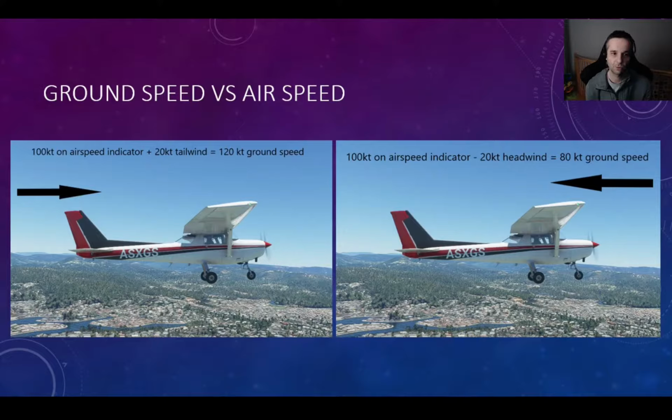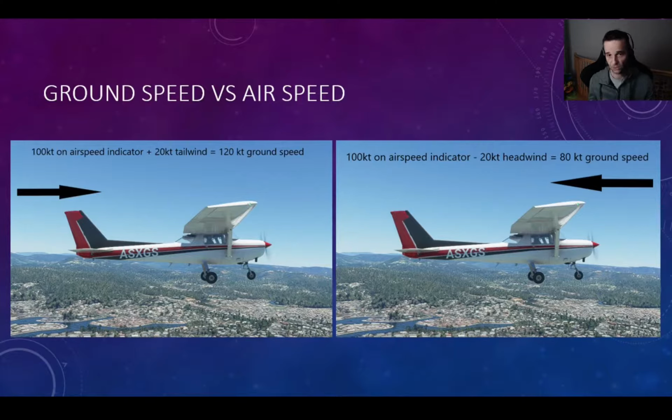If you have a wind that's coming from behind, which is the picture that you see on the left, your airspeed's actually still going to be 100 knots, but your ground speed is actually going to be higher. So the airspeed indicator is going to show 100 knots, but you've got a 20 knot tailwind behind you. Your speed relative to the ground is actually going to be higher than 100 knots. It's going to be the sum of those two. So it'll be 120 knots rather than 100 knots.